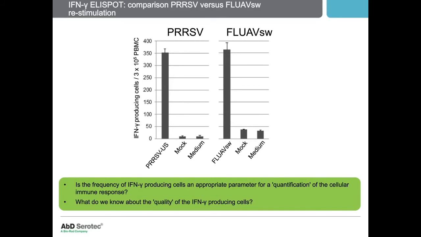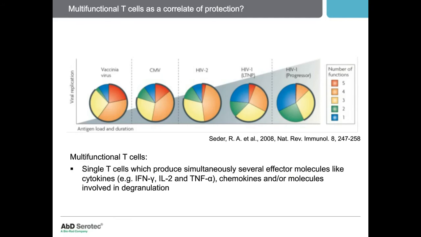When we are talking about the quality of an immune response, multifunctional T cells are mentioned as a potential correlate of protection. What are multifunctional T cells? Multifunctional T cells are single T cells which produce simultaneously several effector molecules, like cytokines, for example Interferon-Gamma, IL-2 and TNF-alpha, chemokines, and molecules involved in degranulation. And we were now looking for multifunctional T cells in swine producing Interferon-Gamma, IL-2 and TNF-alpha.